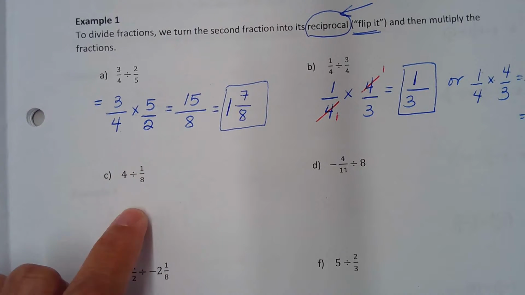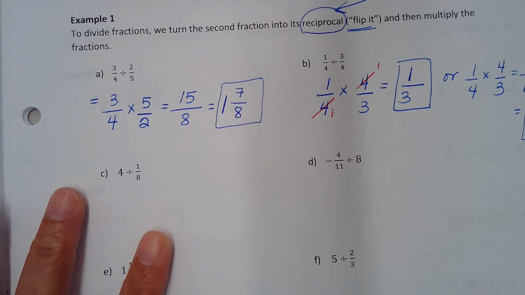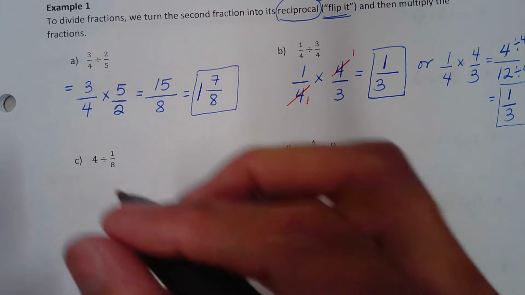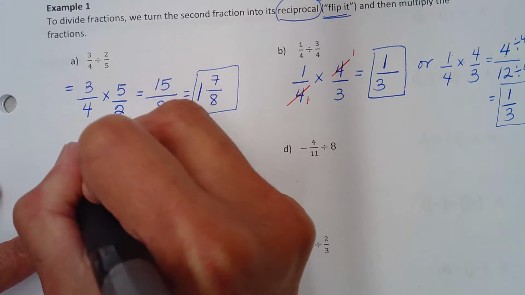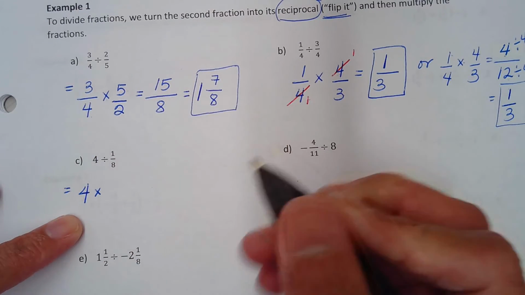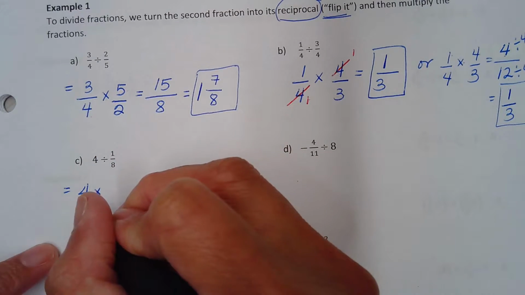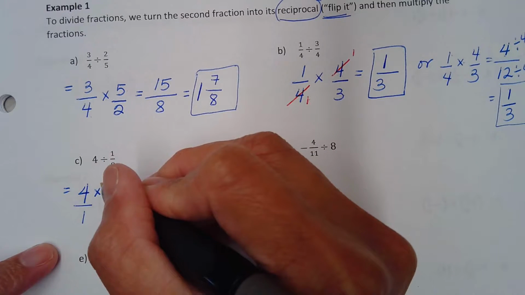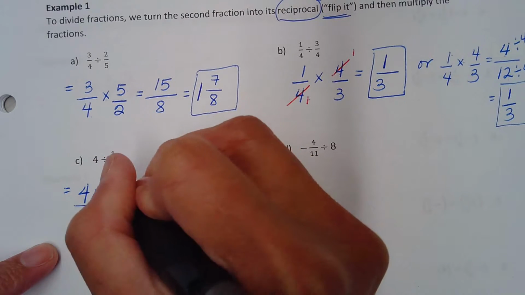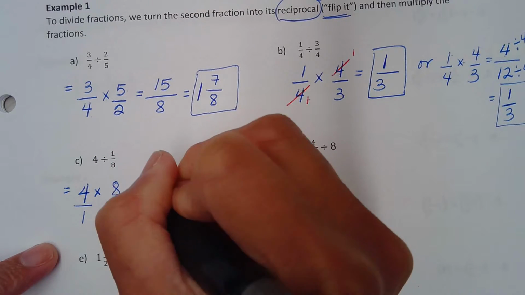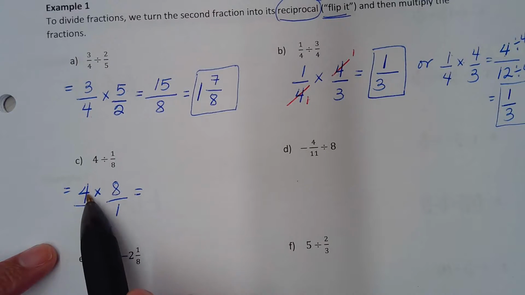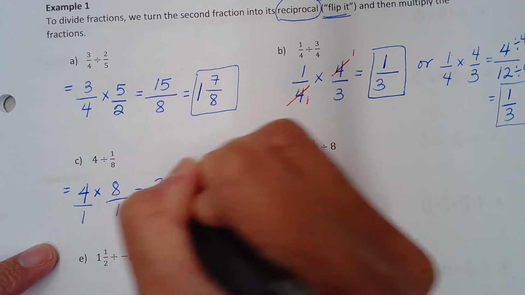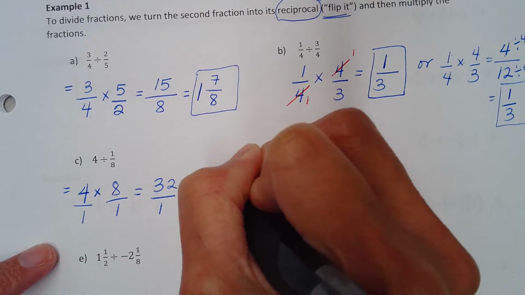Yeah. Okay, let's take a look at letter C. 4 is divided by 1/8. 4 divided by 1/8. What number do we get? So 4 times, what's the denominator for 4? 1. Yes. Times, so changing it to multiplying by the reciprocal, 8 over 1. Okay. Numerator times numerator, that's going to give us 32 over 1, which is also just 32.